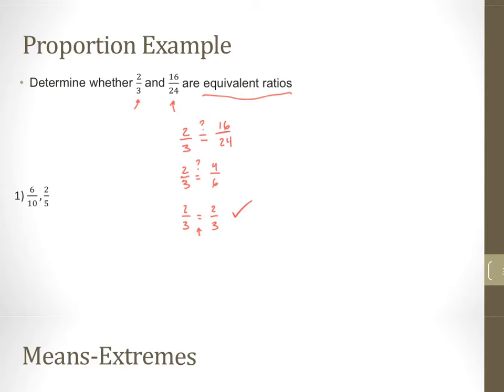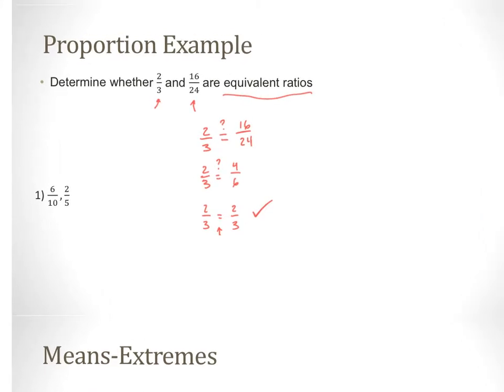All right, what I want you to do now is check this one and see if these two ratios are proportionate. The video is going to pause. Go ahead and find out. The answer to this one is no. These are not proportionate. Because when you simplify 6 over 10, if I divide by 2 to both the top and the bottom, I actually get a 3 over 5. And a 3 over 5 is not the same as a 2 over 5. So these ratios are not proportionate.